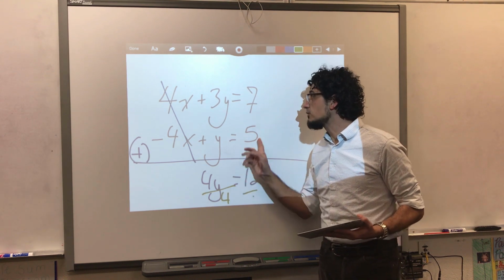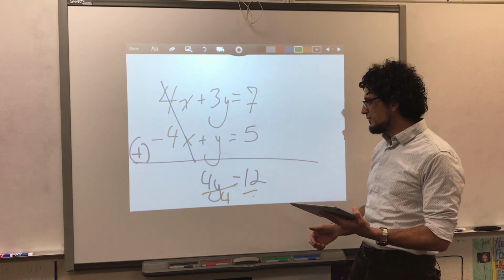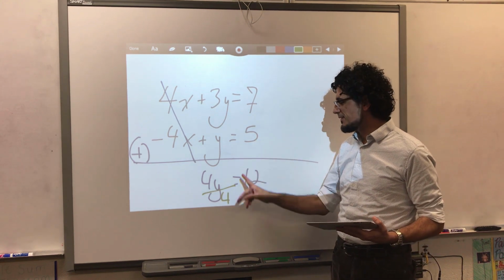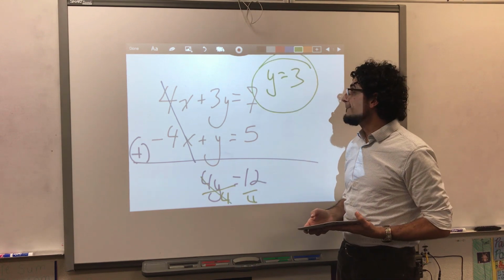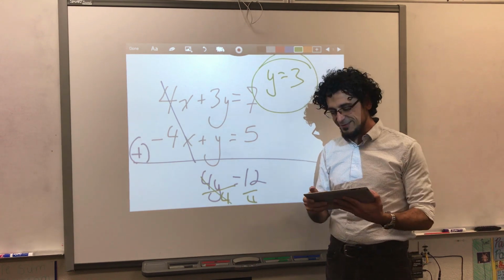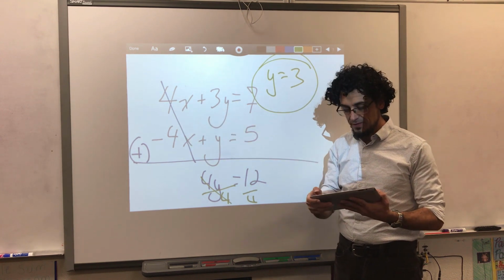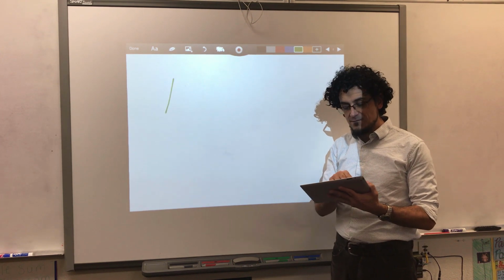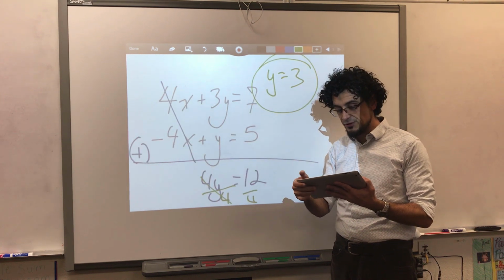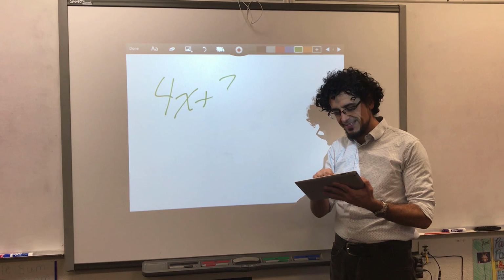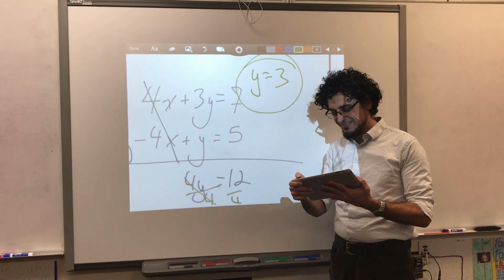So y is equal to 3. Now I'm going to plug this in to solve for x. So I can say 4 times x is equal to... what am I looking at?